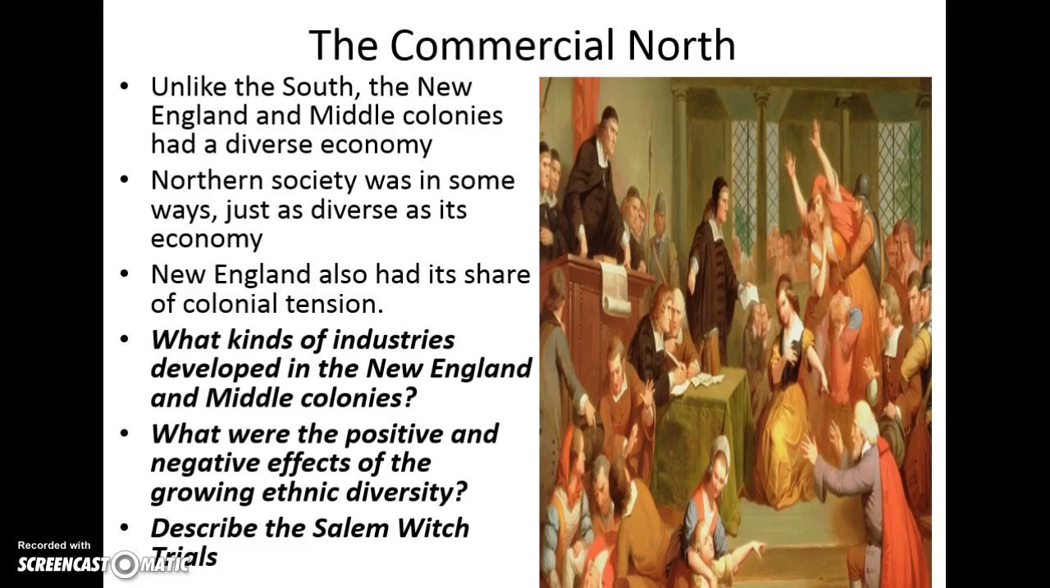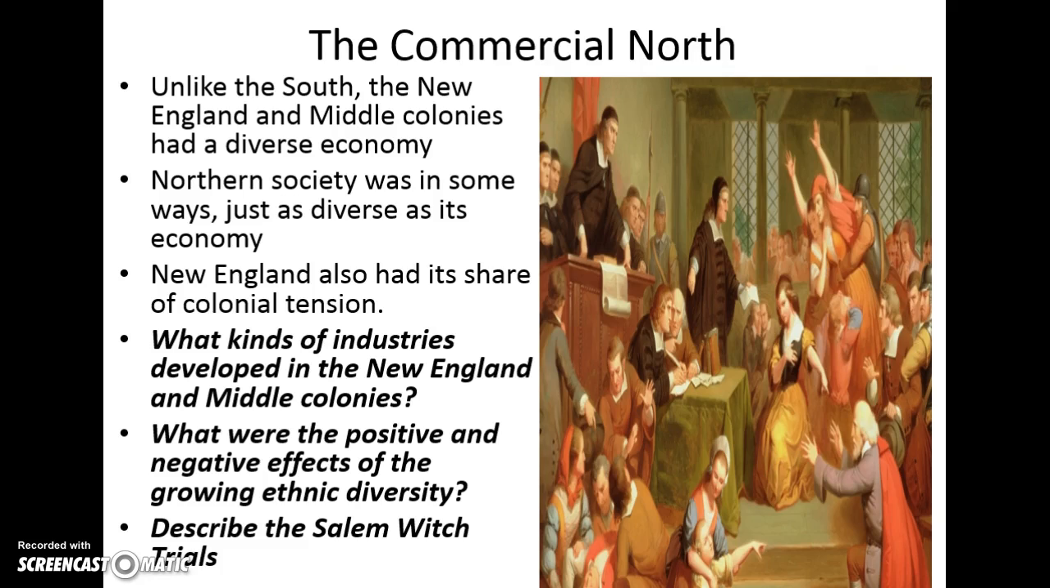The New England and middle colonies were just as diverse in their society as they were in their economy. At the beginning of the 1700s, most of the people who had immigrated to the English colonies were, in fact, from England. Most of these immigrants were indentured servants that came from England.